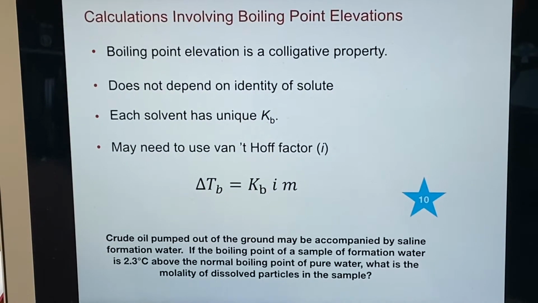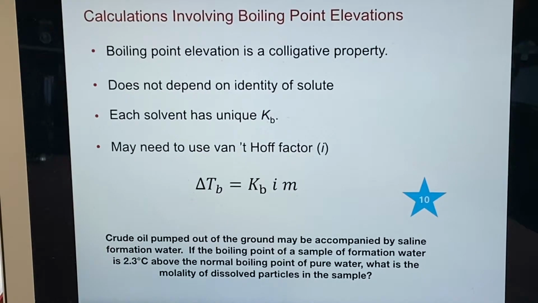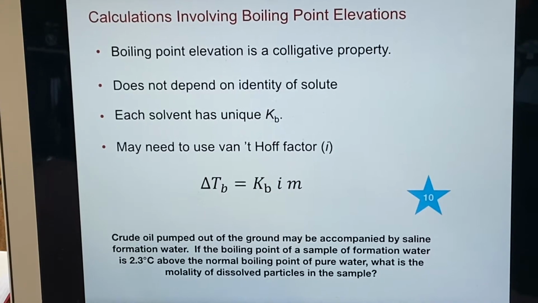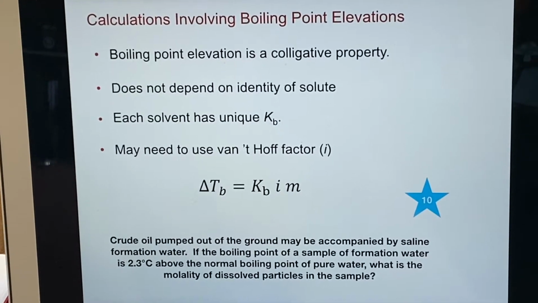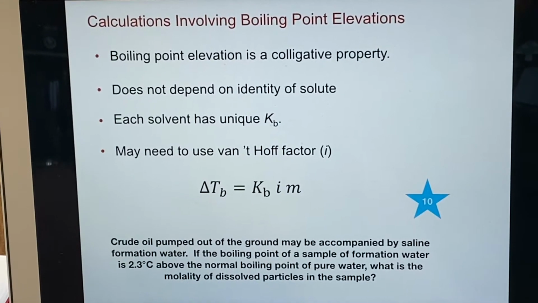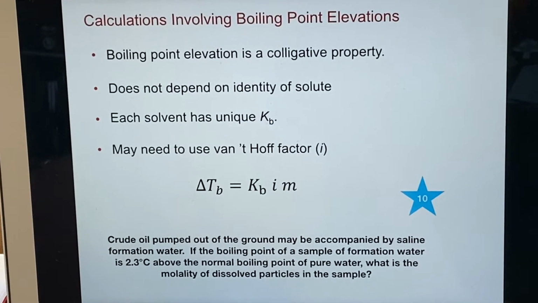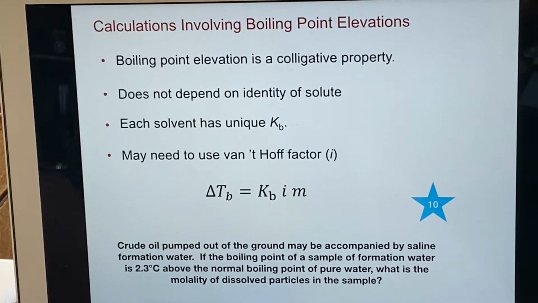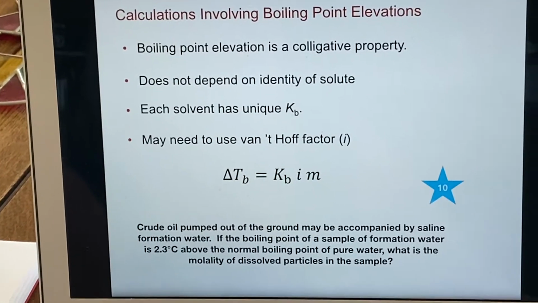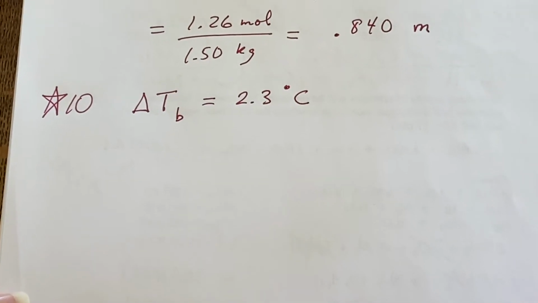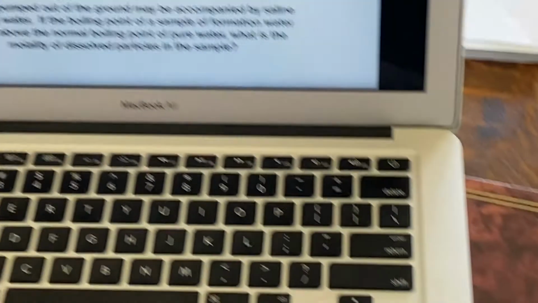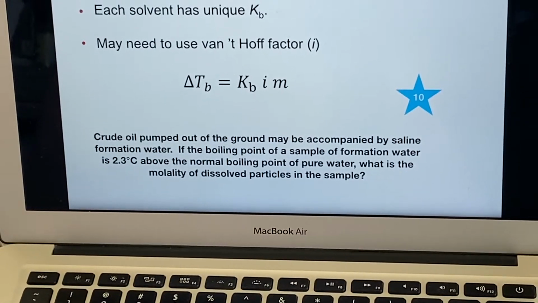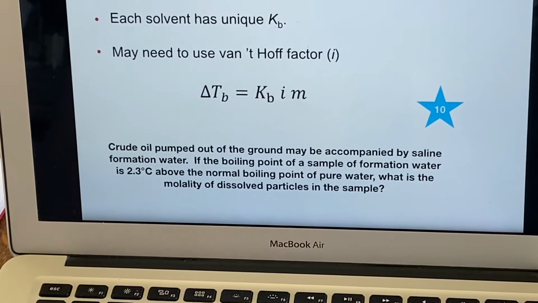We have crude oil pumped out of the ground, maybe accompanied by saline formation water. If the boiling point of a sample of formation water is 2.3 degrees Celsius above the normal boiling point. Okay, they just told us something. They told us what delta T_B is, that it's 2.3 degrees Celsius. Then it asks, what is the molality of dissolved particles in the sample?